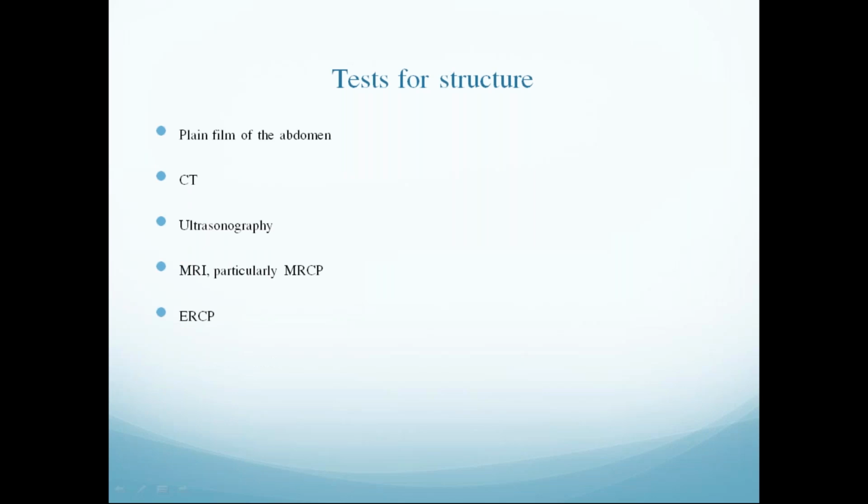So what are the tests for the structure? The radiological diagnosis comes into play here. That is plain film of the abdomen, which shows the changes, CT abdomen, either contrast or non-contrast, ultrasonography, MRI, particularly magnetic resonance cholangiopancreatography, and ERCP.